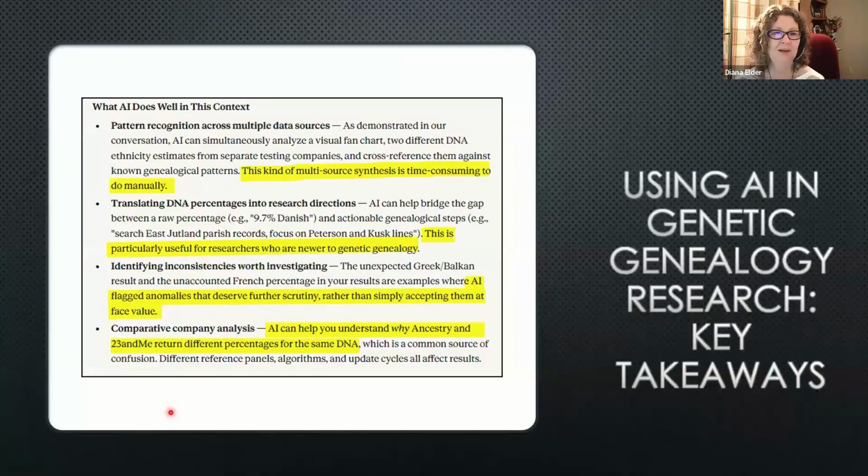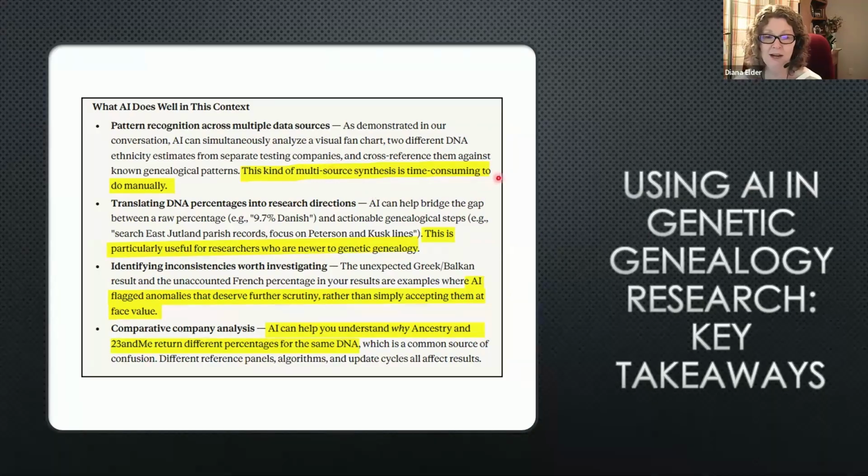So as I was thinking about this, I looked at the key takeaways, and AI did generate this for me without me asking. And it said what it does well in this context. Yeah, and this is absolutely true. AI is really good at pattern recognition across multiple data sources. So it looked at my fan chart, two different DNA ethnicities, and cross-referenced them against known genealogical patterns. This kind of multi-source synthesis is time consuming to do manually.